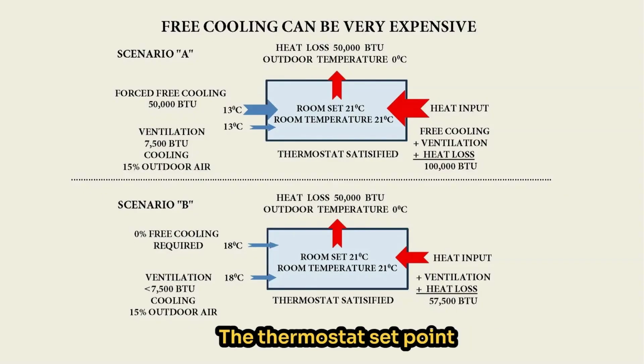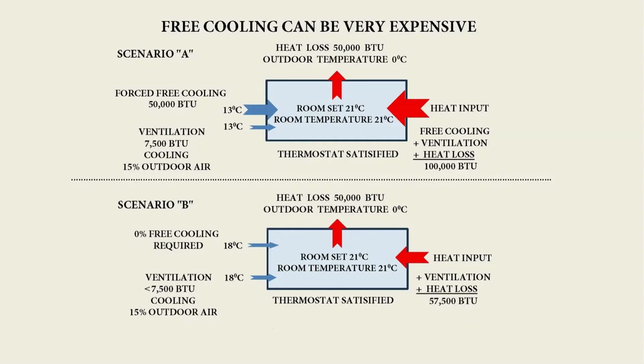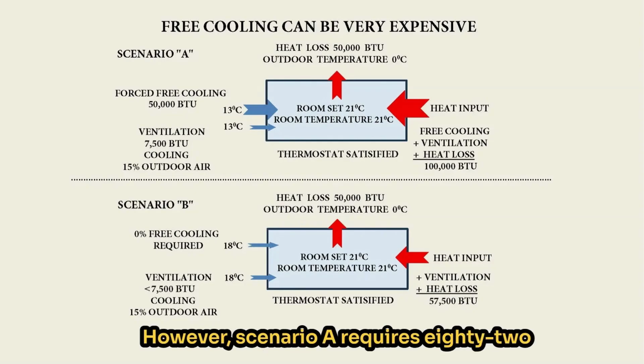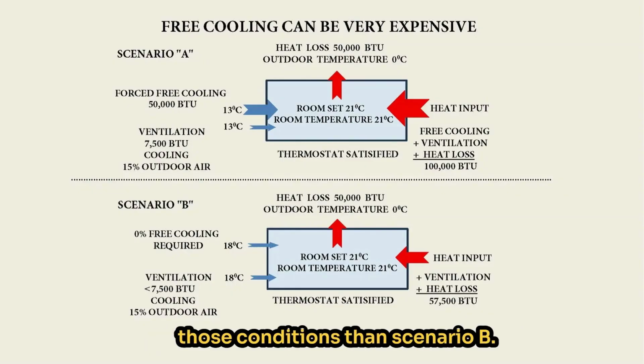The thermostat set point and room temperature are identical to those in scenario A. In both scenarios, occupant comfort and room conditions are the same. The thermostat settings are identical and the space temperature remains 21 degrees Celsius. However, scenario A requires 82.6% more heat to maintain those conditions than scenario B.